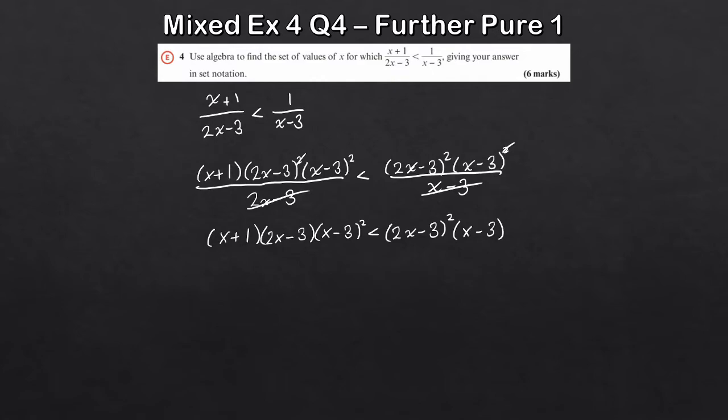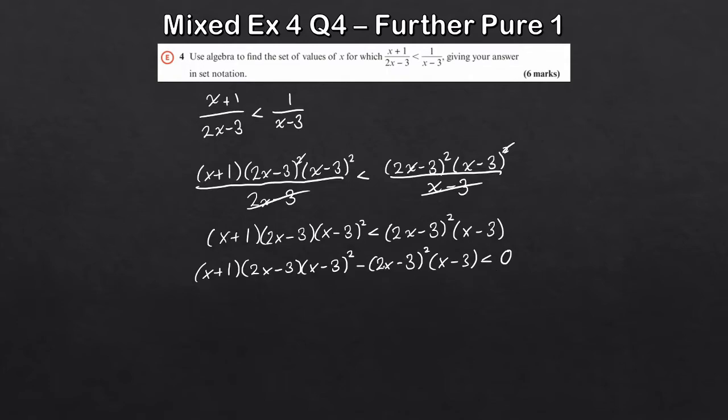At this stage, we just need to manipulate this and get it in the correct form. The first thing I want to do is get this being less than 0. So if I subtract the right hand side off, what I'm going to get now is x plus 1 times 2x minus 3 times x minus 3 squared, minus 2x minus 3 squared times x minus 3, being less than 0.